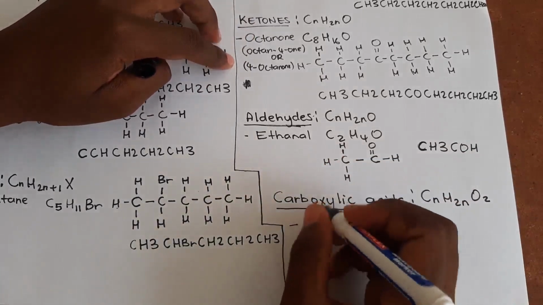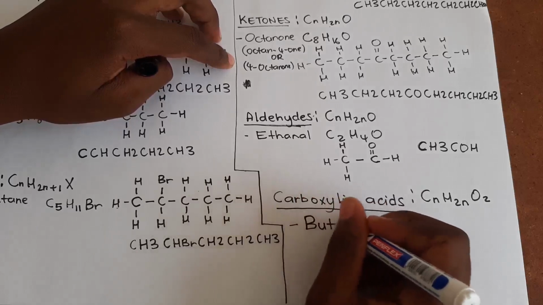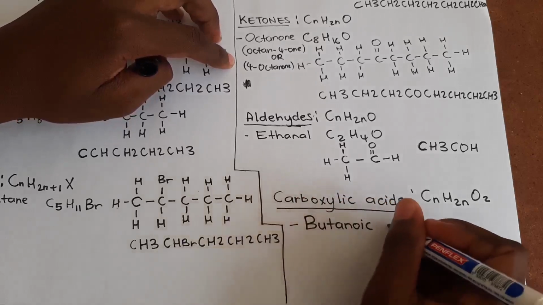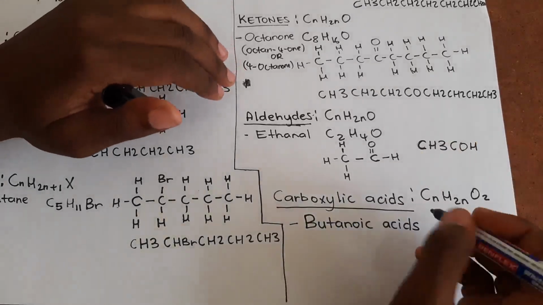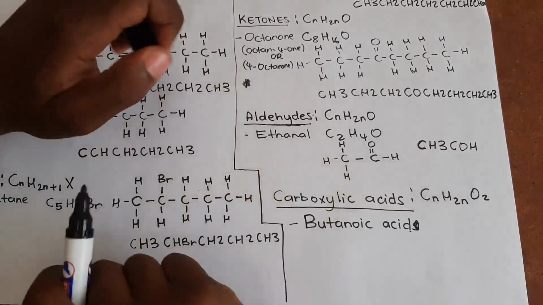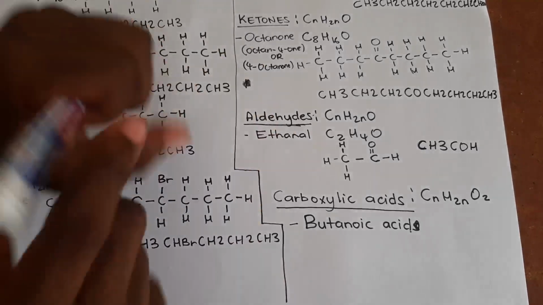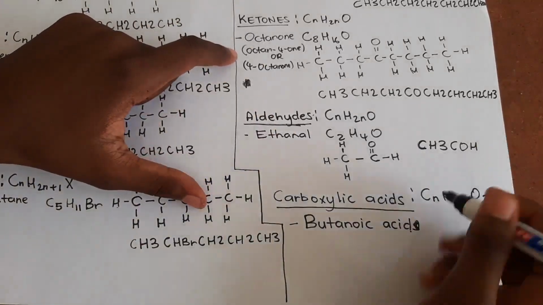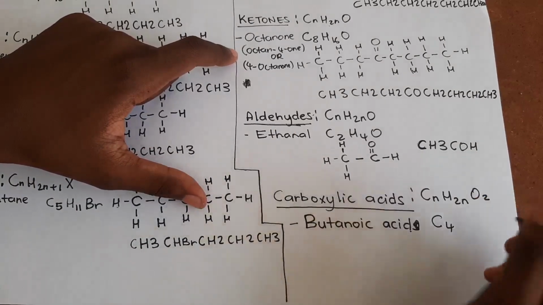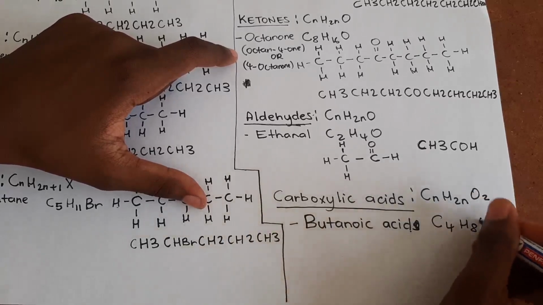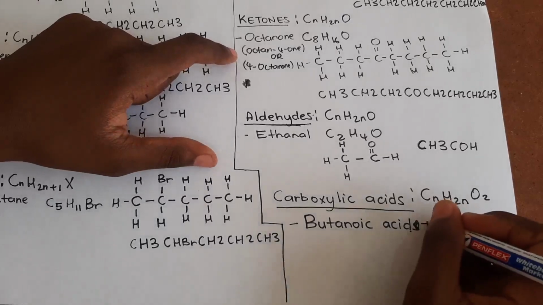Let's look at butanoic acid, for example. Let's give an example of butanoic acid. The molecular formula is going to be C, for 'but' means four, you know, H8O2. Okay, so this is the molecular formula for butanoic acid.